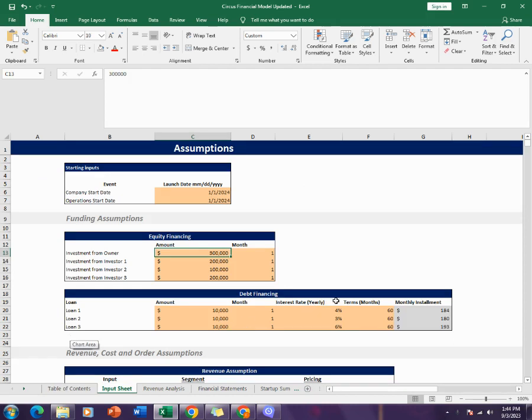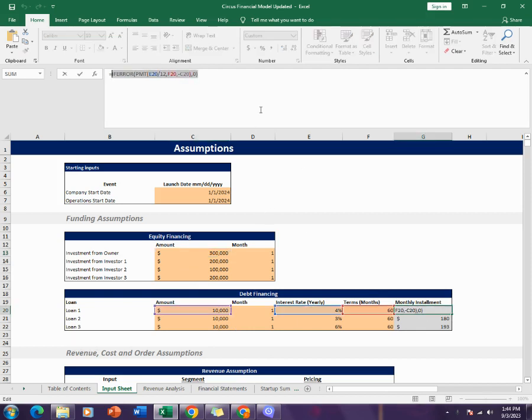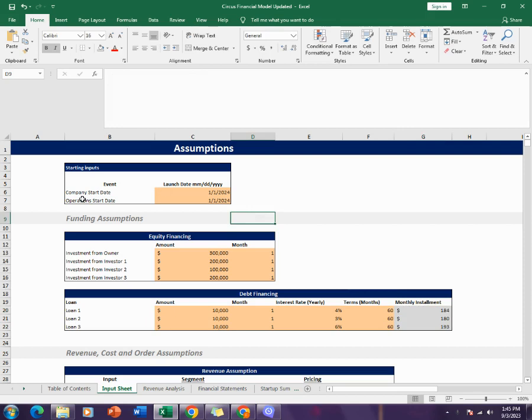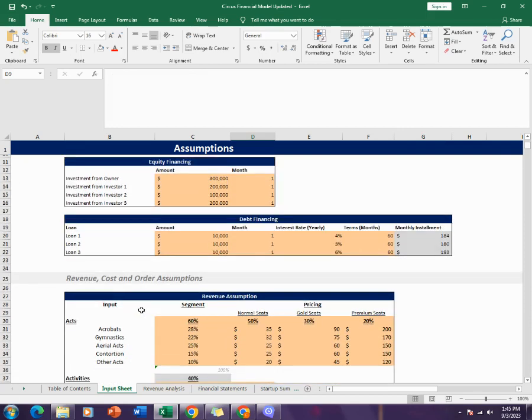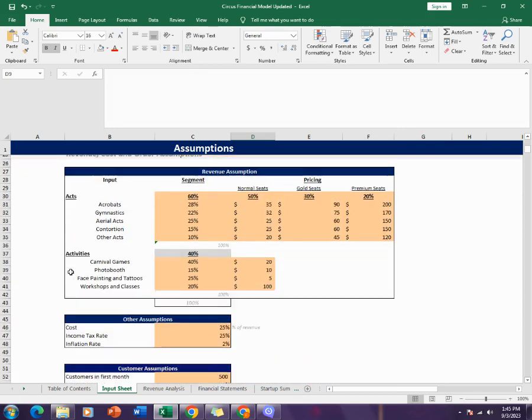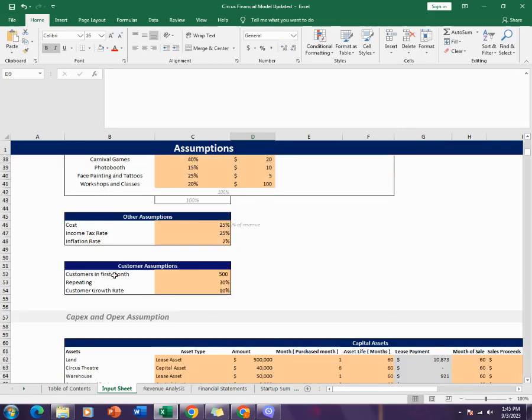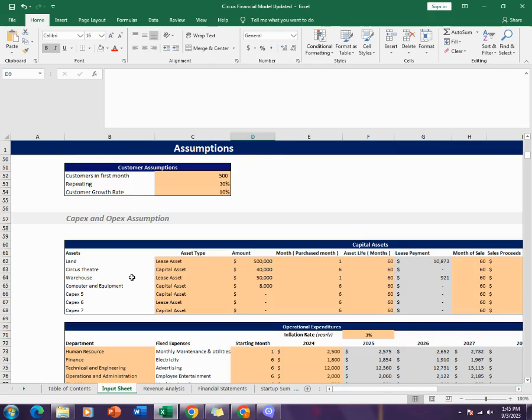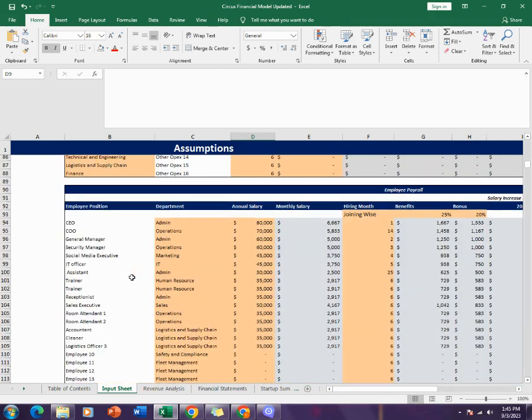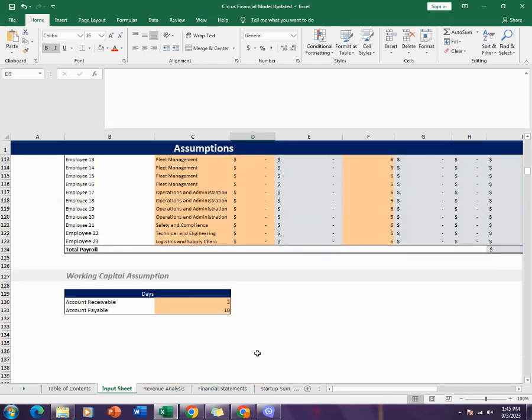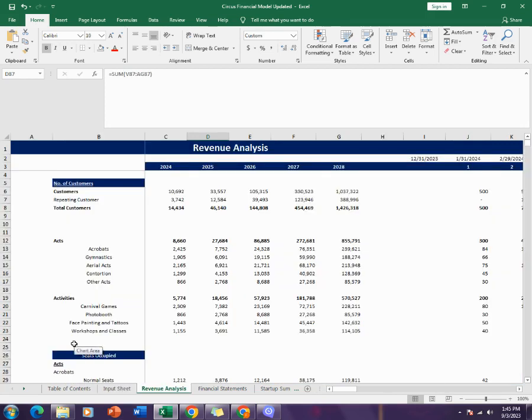As you can see, the blue cells indicate the input cells which are changeable, whereas these gray cells over here are formula cells which are not changing. Coming towards the input sheet, we can see that the funding assumptions are included in the input sheets. Revenue, cost, and order assumptions are included over here, as well as capex and opex assumptions, as well as your working capital assumptions.